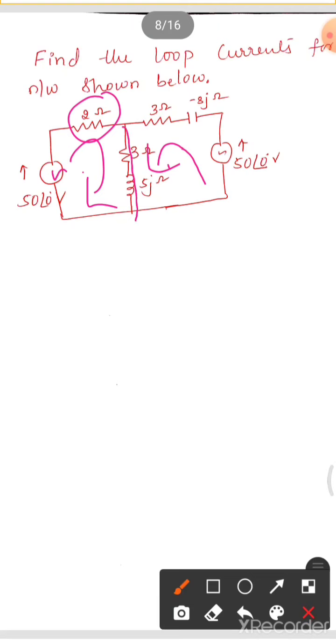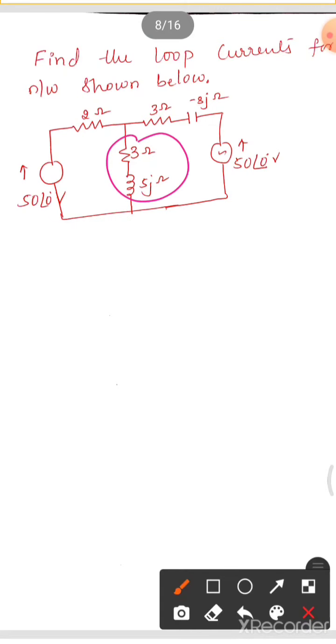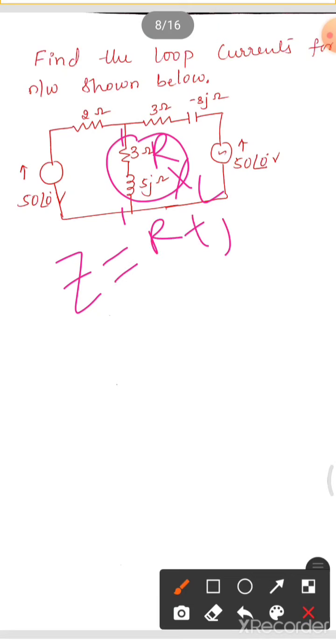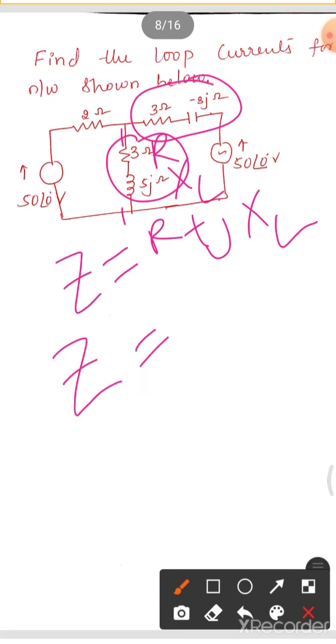When you are coming down here you have a 3 and 5j ohm. So instead of going for this, we'll simplify this entire circuit like this. The 3 ohm and 5j ohm impedances are in series. There is R and XL. When we have R and L in the circuit, we can calculate ZL as R plus jXL. Similarly, observe in this branch there is a 3 ohm resistance and minus 8j ohm capacitance. So we can calculate the impedance of this branch.